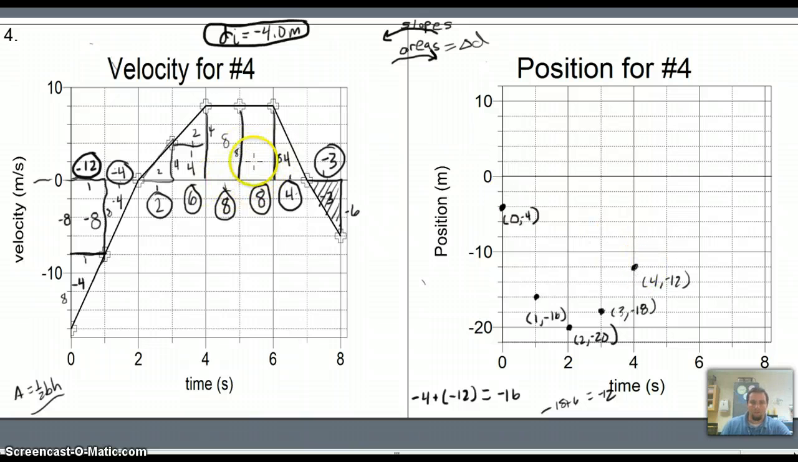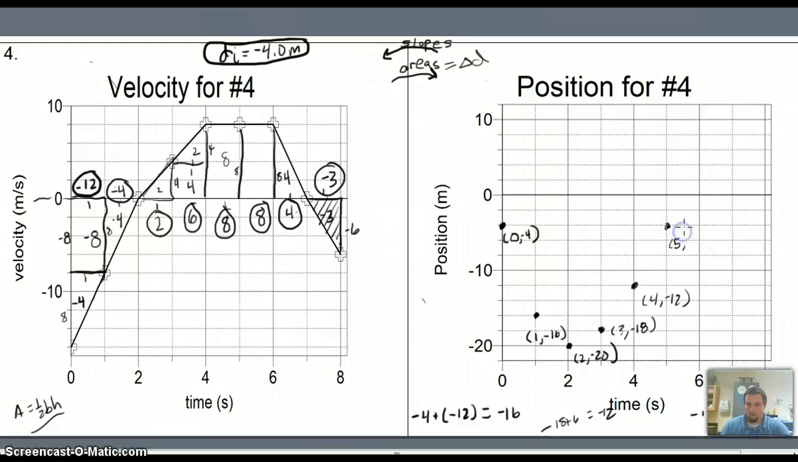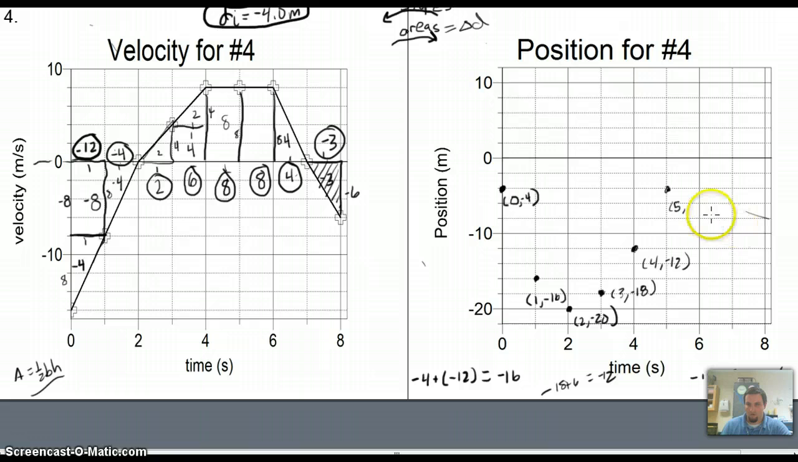From 4 to 5, I have a displacement of 8 again. So negative 12 plus 8 will give, remember, 8 is my displacement. My current position is negative 12. So negative 12 plus 8 will give me negative 4 for a position there at 5 seconds. Negative 4.